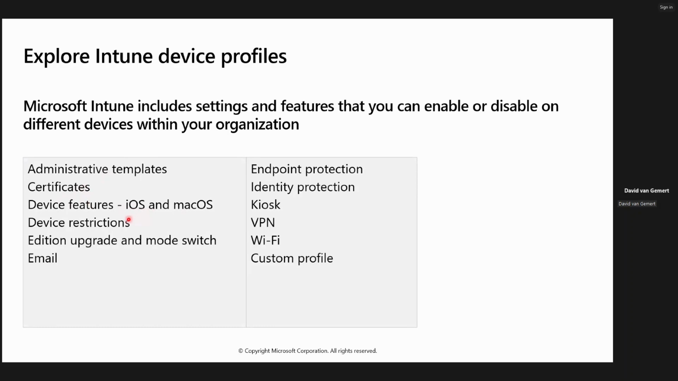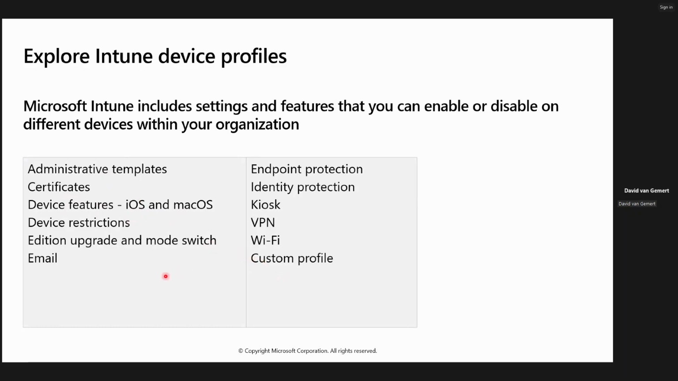So our device features for iOS and macOS controls features on those iOS and macOS devices. Device restrictions controls security, hardware, data sharing, and so on a device. Edition upgrade and mode switch is for our Windows devices. So there we can do an edition upgrade, automatically upgrade a device. For example, a user may have a device running Windows Pro, and through the edition upgrade and mode switch, we can upgrade it to our Windows Enterprise edition.